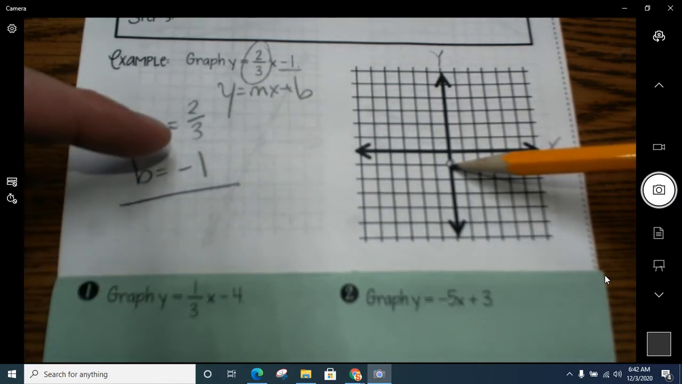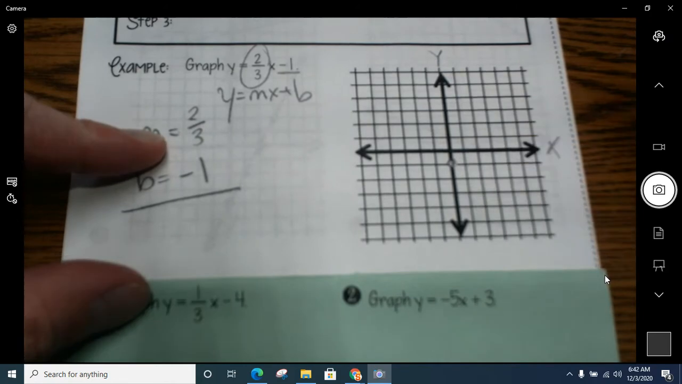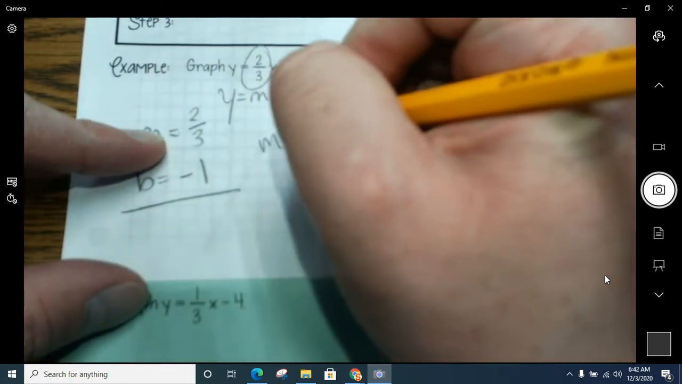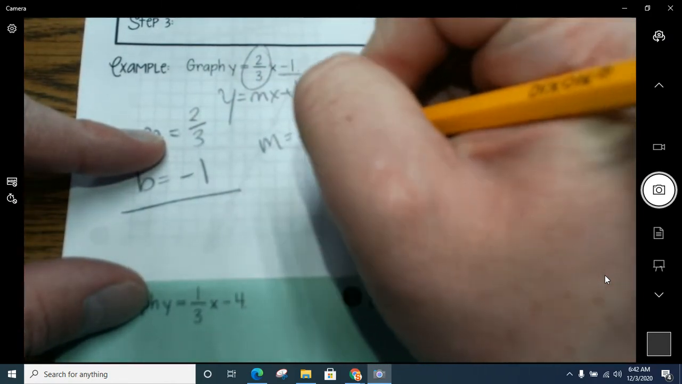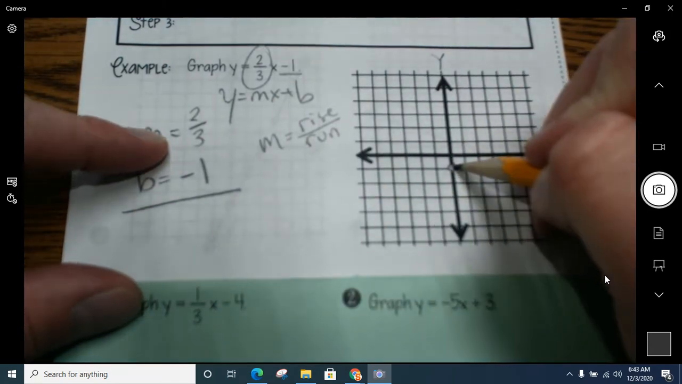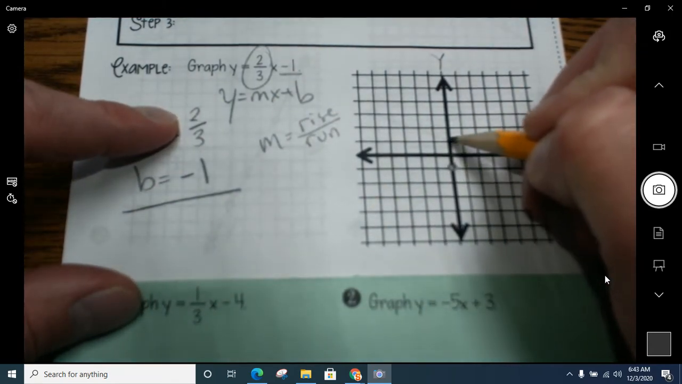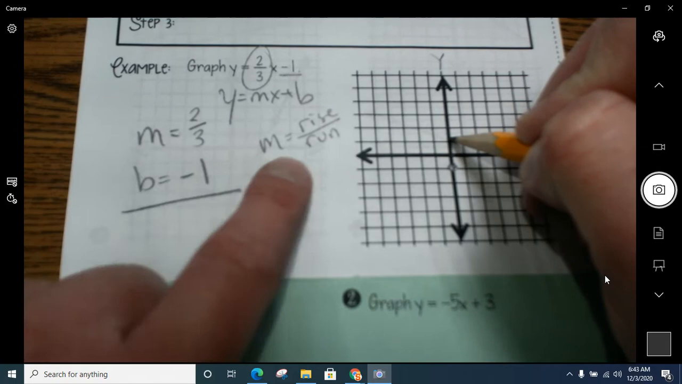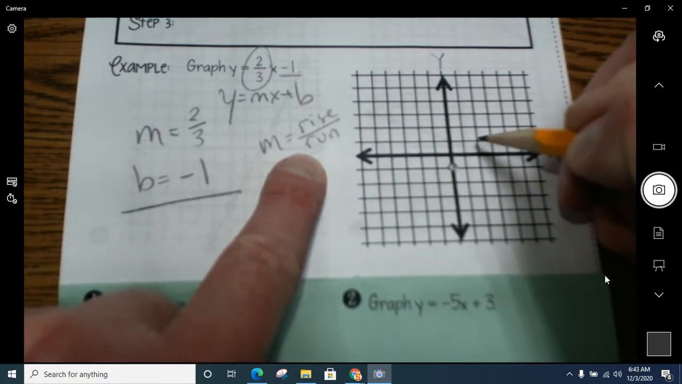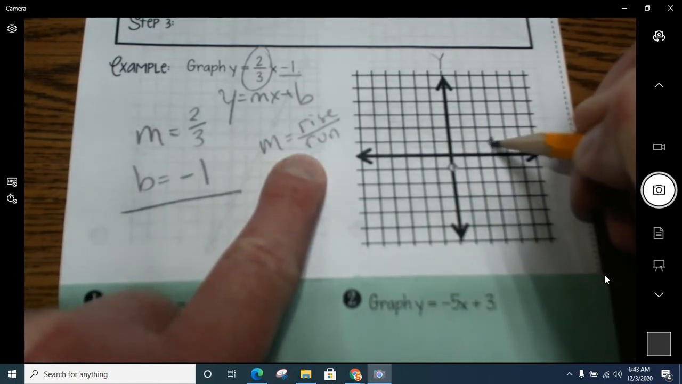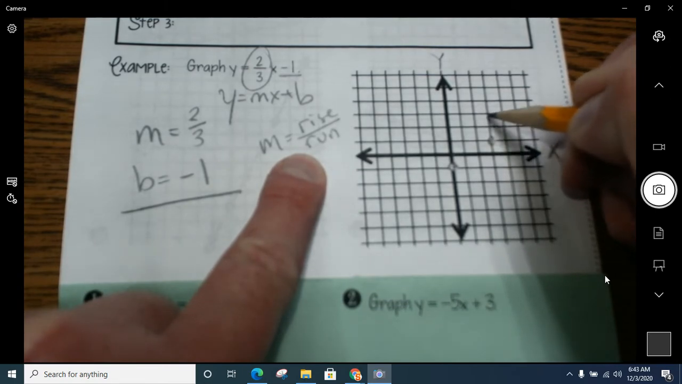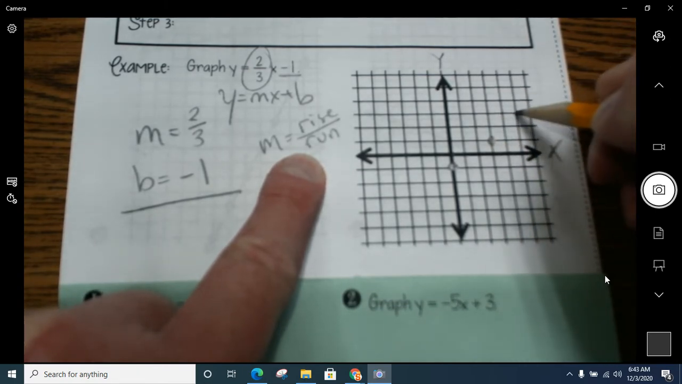And now we're going to use our slope here, up 2 to the right 3, as slope is rise over run. So I'm going to go from here. 2 means go up 2, rise 2, and 3 means run 3. So to the right, 1, 2, 3. And you could do that again. Up 2, 1, 2, and to the right 3, 1, 2, 3.